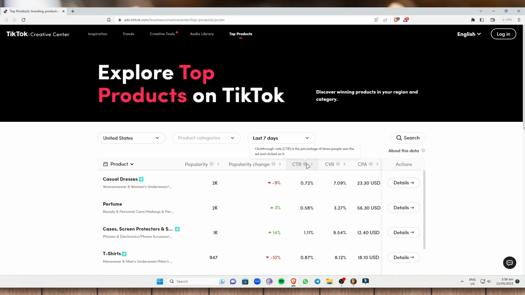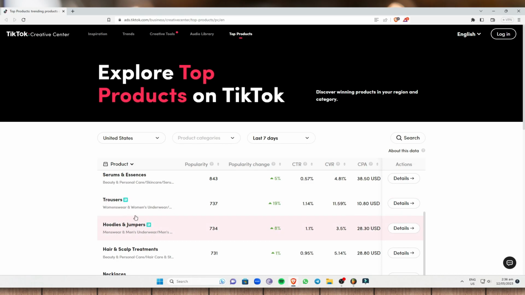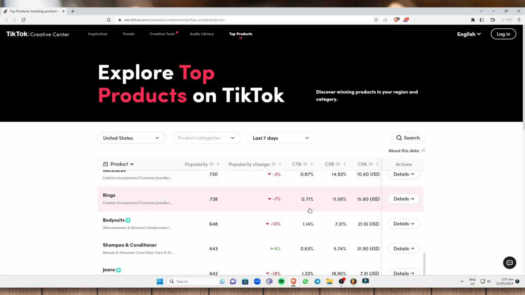So as you can see right here, we have a bad value for the casual dresses. It has 0.72%. So I think it is very bad, unlike the cases and phone screens, which has a 1.11% click-through rate. So it's not that bad and it's not that good either. Right here under trousers we have a 1.14% click-through rate. So again, it's not that bad and it's not that good either. But if you have a 2+% click-through rate, I think that is a very good value for now.